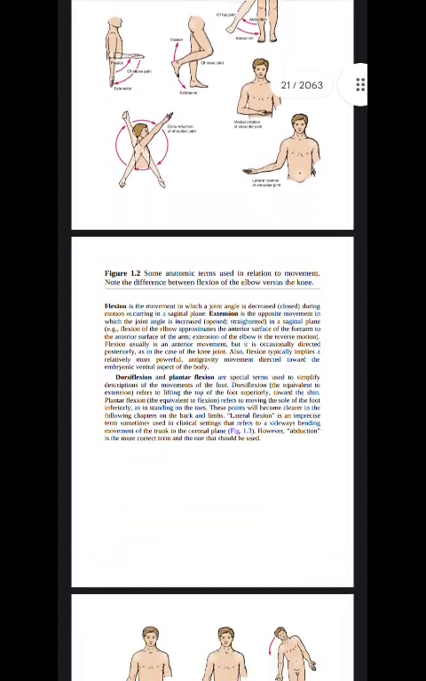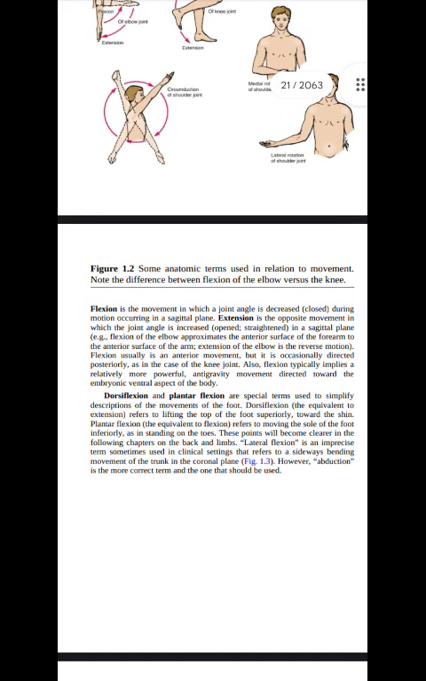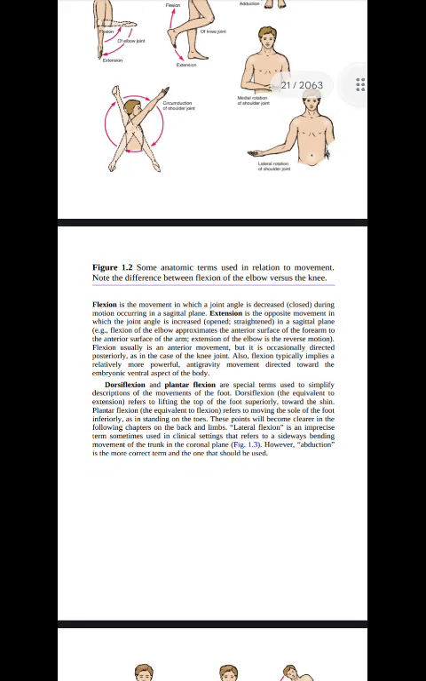These are some movements, which include flexion and extension. Flexion is a movement in which a joint angle is decreased, occurring in a sagittal plane. Extension is the opposite movement, in which the joint angle is increased. In a sagittal plane, flexion of the elbow approximates the anterior surface of the forearm to the anterior surface of the arm. Extension of the elbow is the reverse motion.